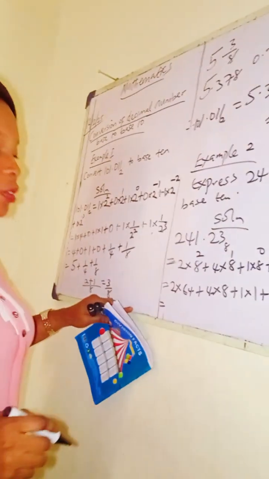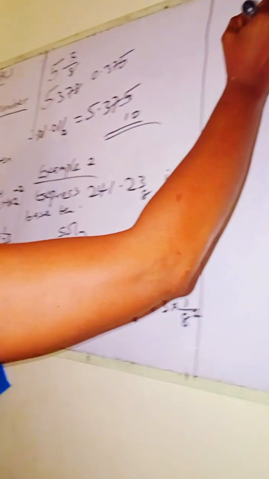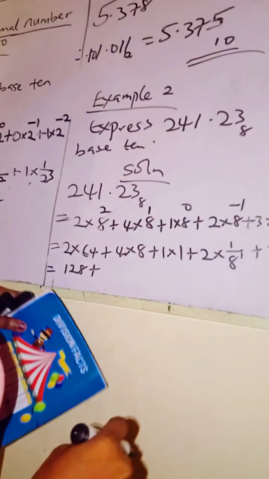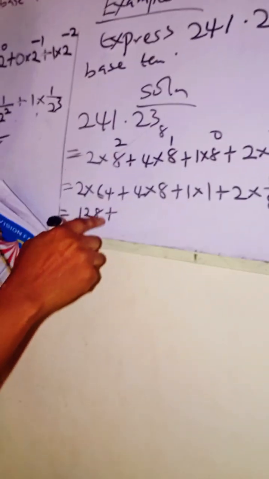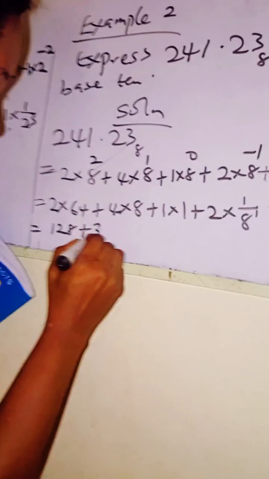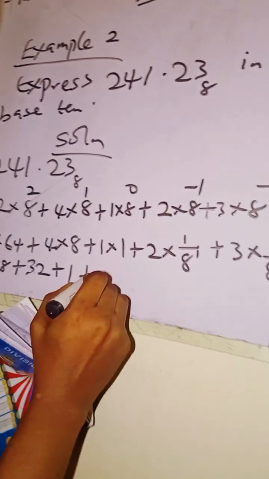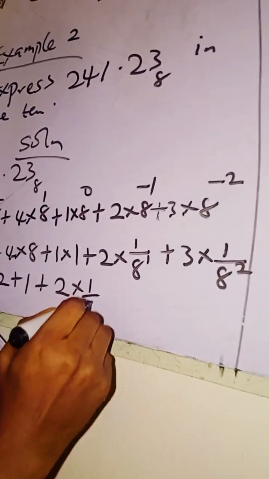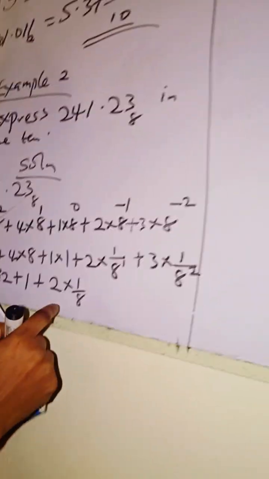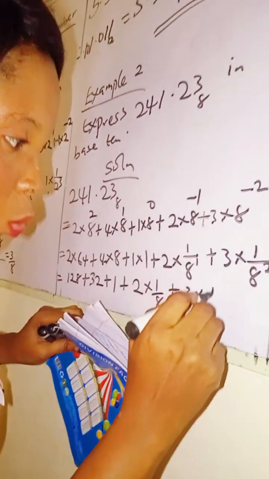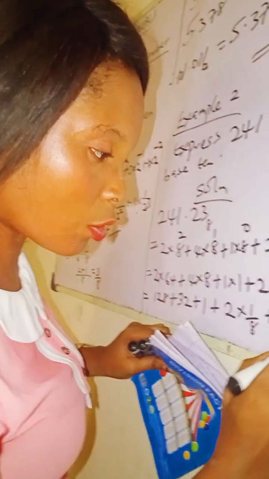So we have this 2 times 64. 64 times 2, 4 times 2 give you 8, 6 times 2 give you what? 12. So we have what? 128. So that has 128 plus 4 times 8 will give us 32. Plus 1 times 1 will give us what? 1. Plus 2 times 1 all over 8. So 2 times 1 over 8 will give us 2, but let's go step by step. Plus 3 times 1 all over 8 times 8 will give us what? 64.